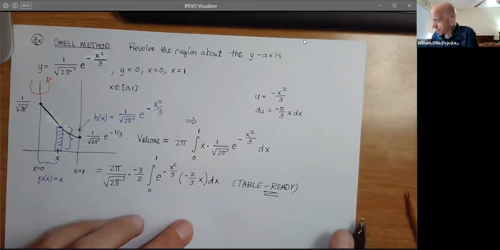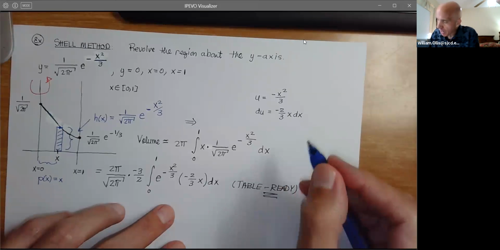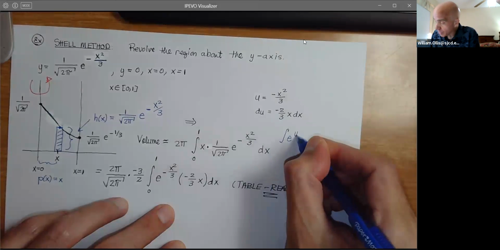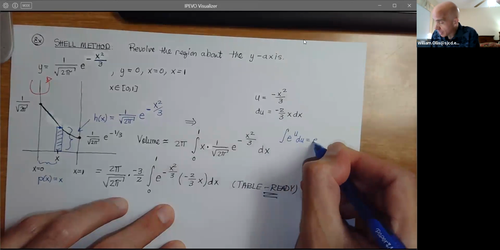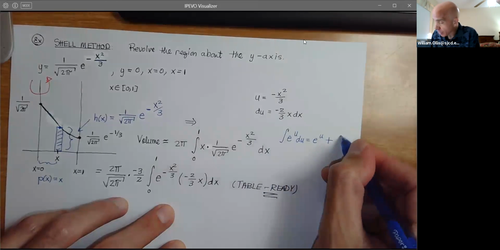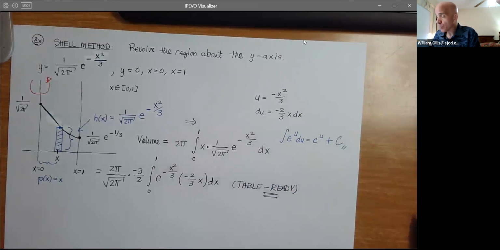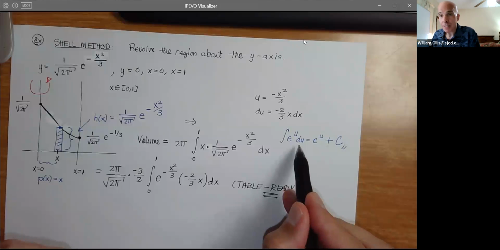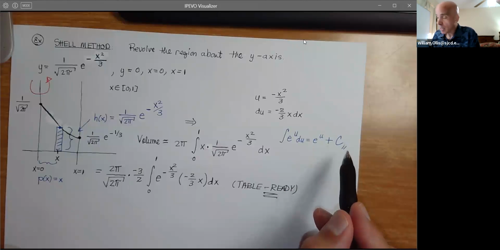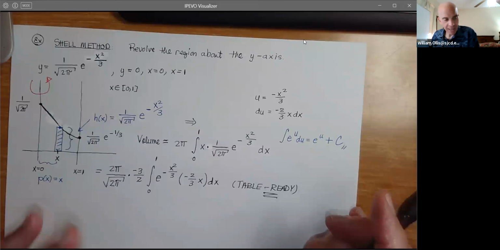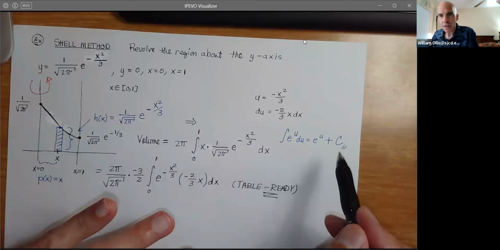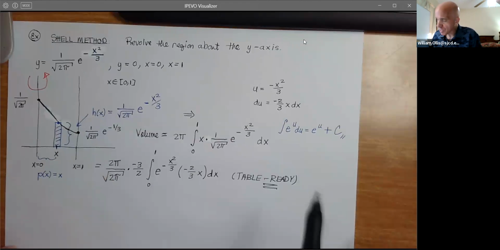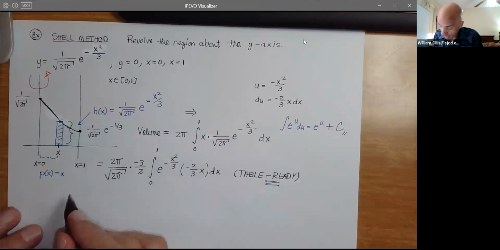So again, our friend from Cal 1, I'll tell you, Cal 1 was the barn burner. E to the u du is just e to the u plus the arbitrary constant. Again, remember the definite integrals have no arbitrary constant. The indefinite integrals have the arbitrary constant. So that again, if I left out the one with the log function, the du over u, please go back and put that in, because there's no limits of integration.